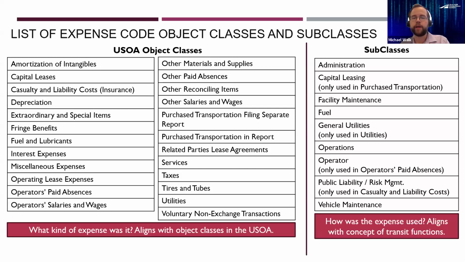Now, when you look on the right-hand side, the question would be, for those services or those operator salaries and wages, how was that cost used? So for services, if we used a consultant to do an audit, for instance, then those services, the object class, would be used on the subclass of administration, to support the general administration of the transit agency. Now, not all subclasses are available for each object class selected, and we'll see some examples of that as we do a demo of the calculator. Next slide.